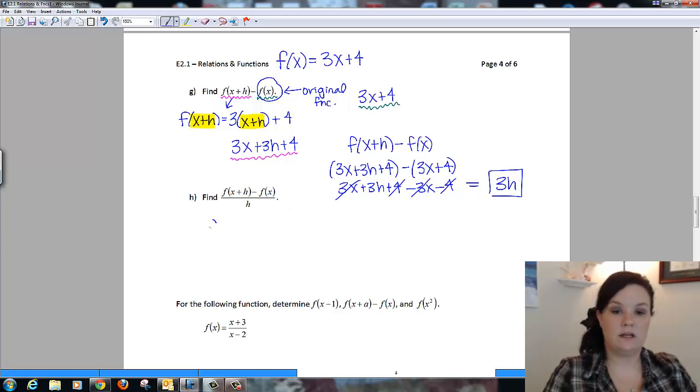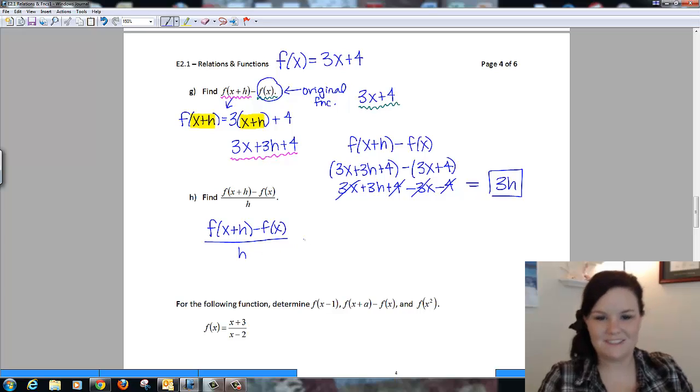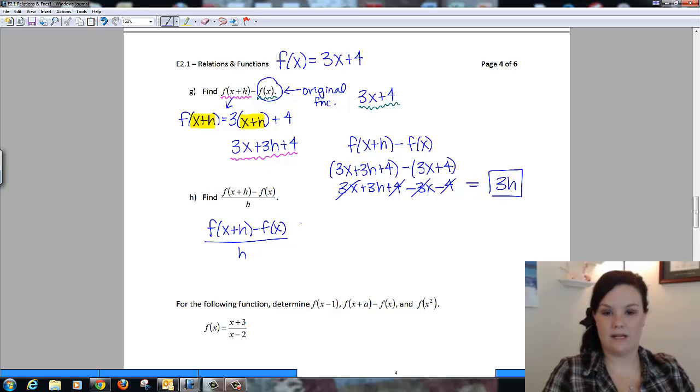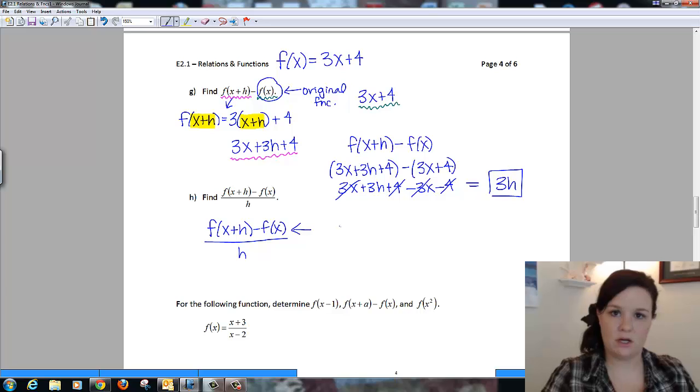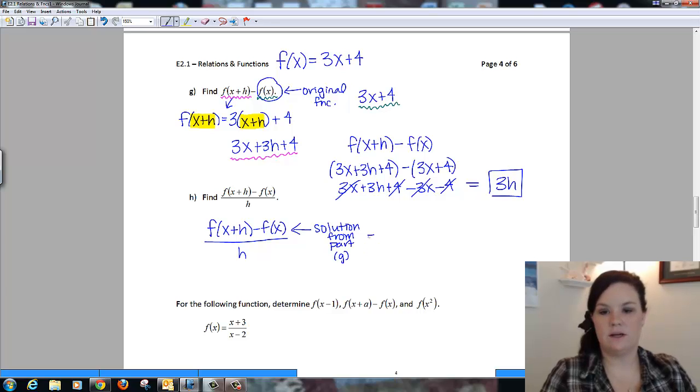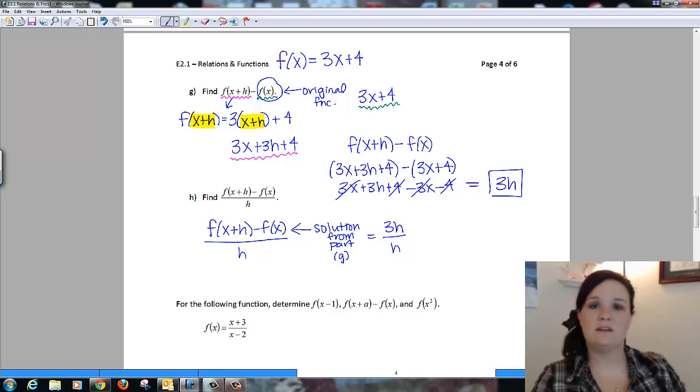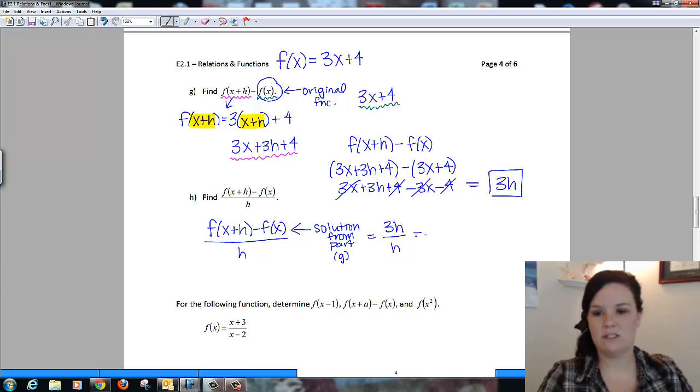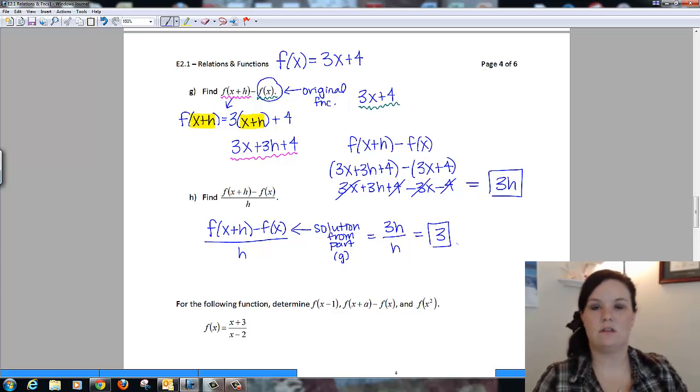And what I want you to realize is if I write out this horrible, ugly looking fraction, which you will learn as the difference quotient, the whole numerator is the part we did in part G. This is our solution from part G. So I'm just going to go ahead and plug it in. We know that it was 3h, and now I'm just dividing it by h. When I do 3h divided by h, I can reduce my h's, which leaves me with just 3.